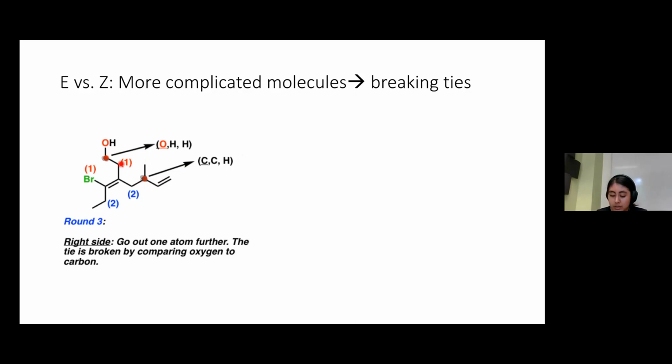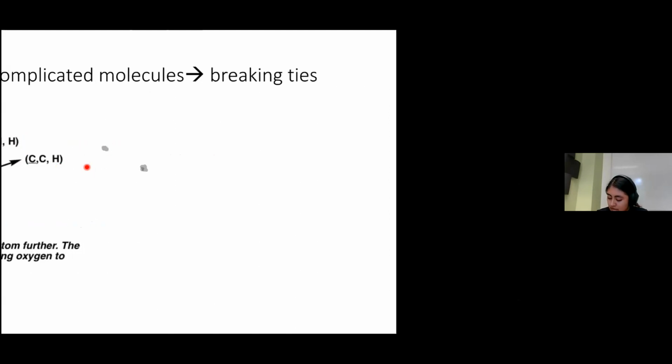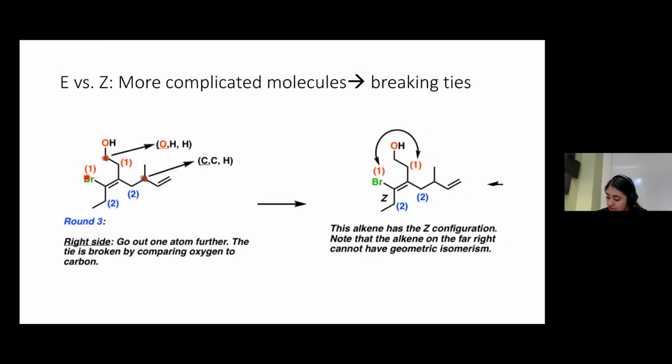And then we see that these number 1s are on the same side of the double bond, so this is going to be a Z configuration. So this one right here is Z configuration. And that's how you do it when it's a little bit more complicated. You have to keep on going throughout the branches. Does anyone have any questions for this practice problem right now?